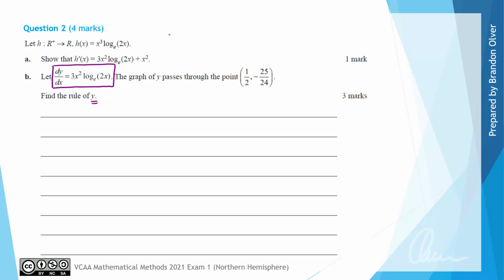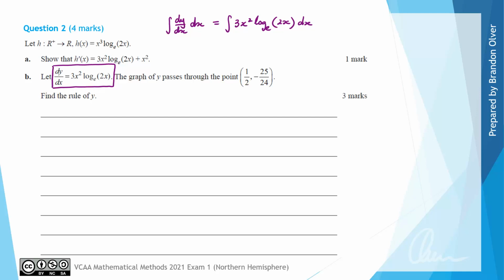That means if we want to find y, we actually need to integrate dy dx with respect to x, which is the same as calculating the antiderivative of 3x squared log e of 2x. So to find y, we're going to need to find the integral of 3x squared log e of 2x dx, which relates back to what we were doing in part A of this question. So without it being stated in words on the page, this is an integration by recognition question.